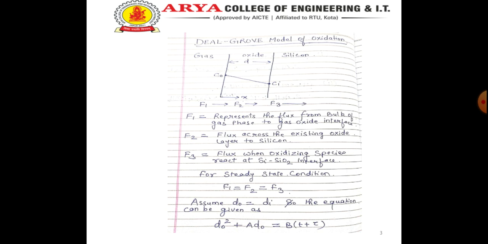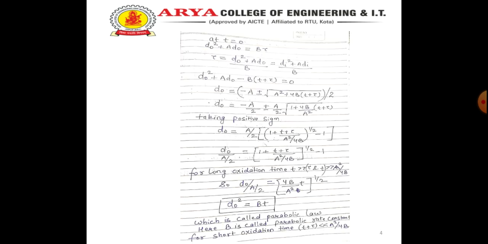For steady state condition, all three fluxes are equal: F1 equals F2 equals F3. Assume d0 equals di, so the equation can be given as d0 square plus a d0 equals b(t plus tau). Now when t is 0, the equation reduces to d0 square plus a d0 equals b tau, and tau can be given as (d0 square plus a d0) by b, and for di it would be represented as (di square plus a di) upon b.